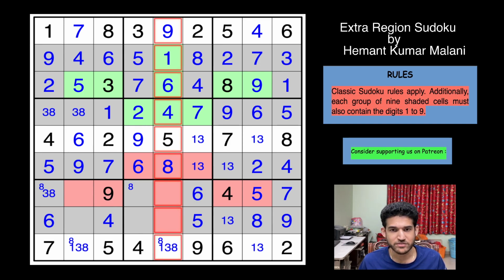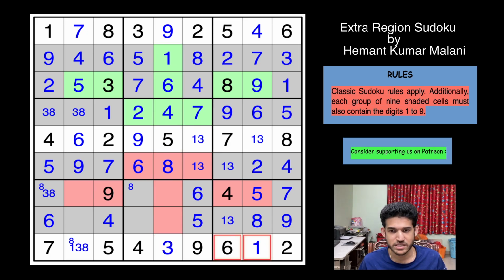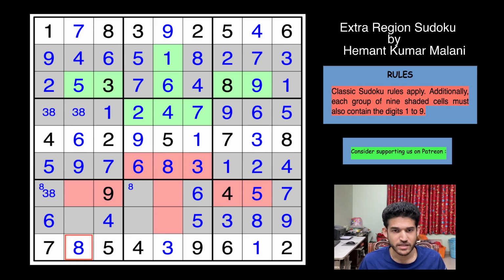Look at column 5. This is not a 1 or 8. This is 3. So this is 1. This is 3. This is 1. This is 3. This is 1. This is 3. And row 9 can be completed. This is 8. That resolves that. 8 and 3. That's a 3. Now we need 1 and a 2.